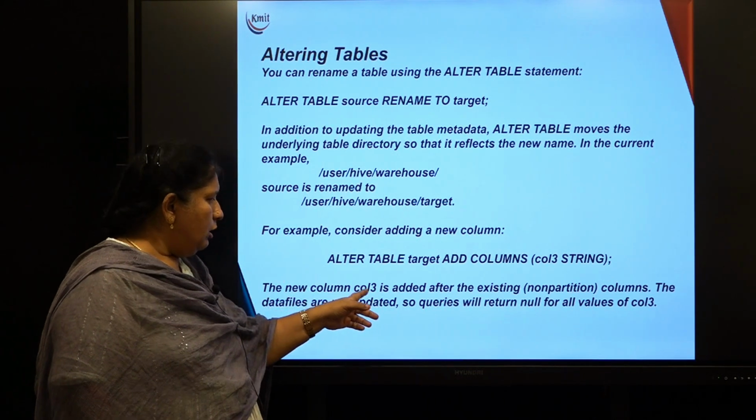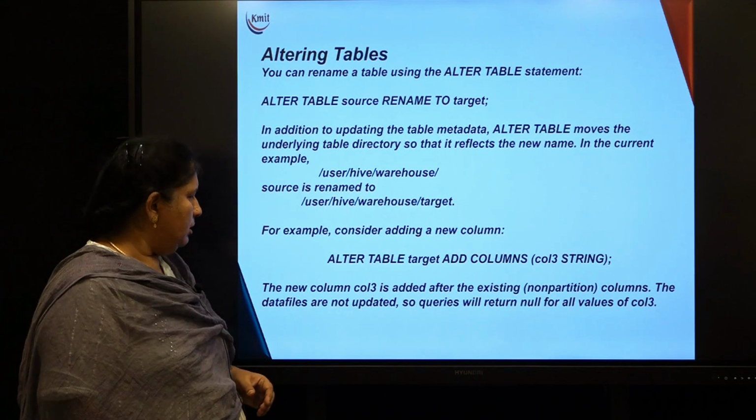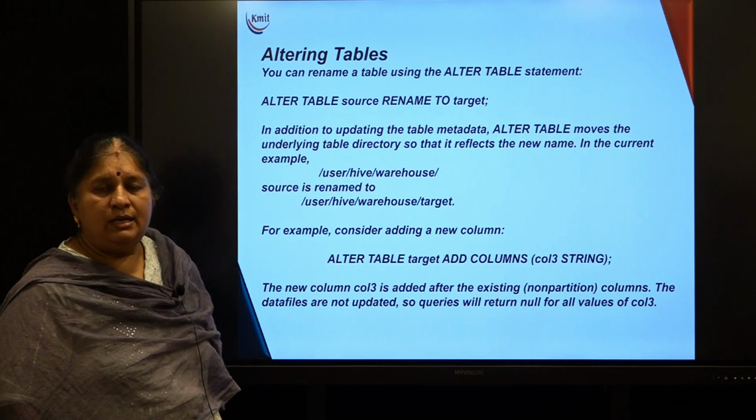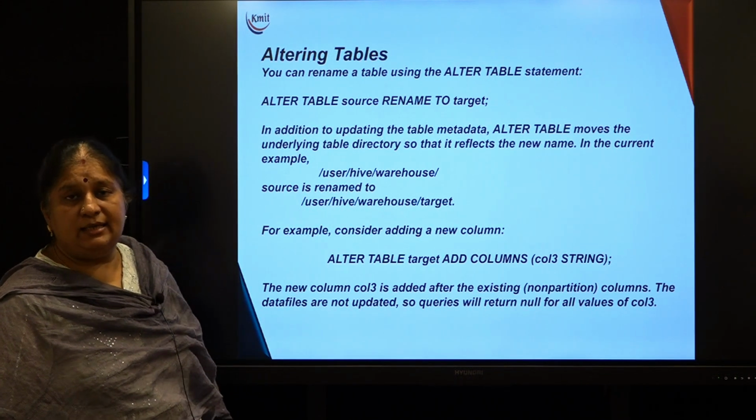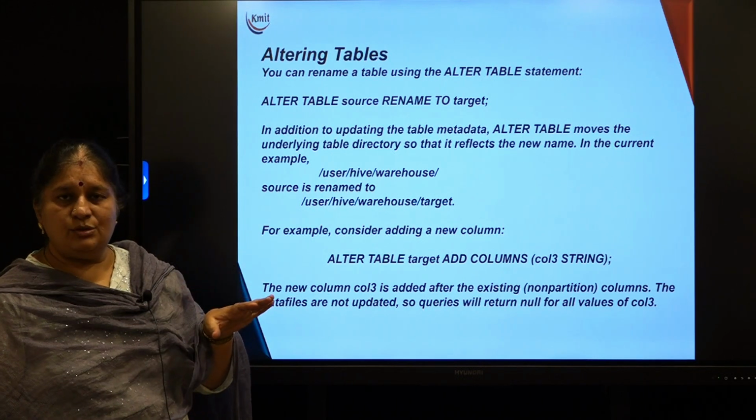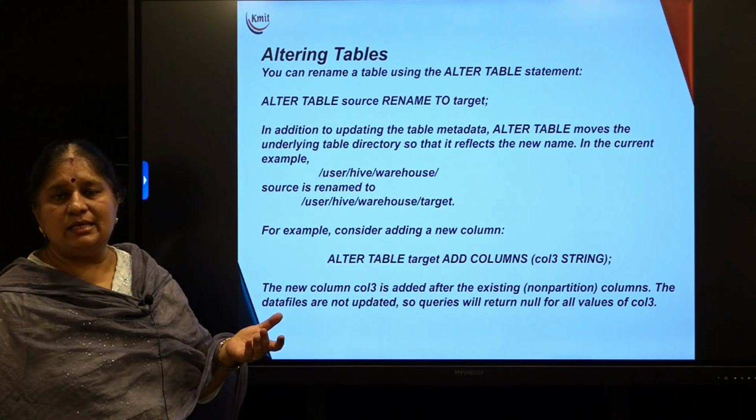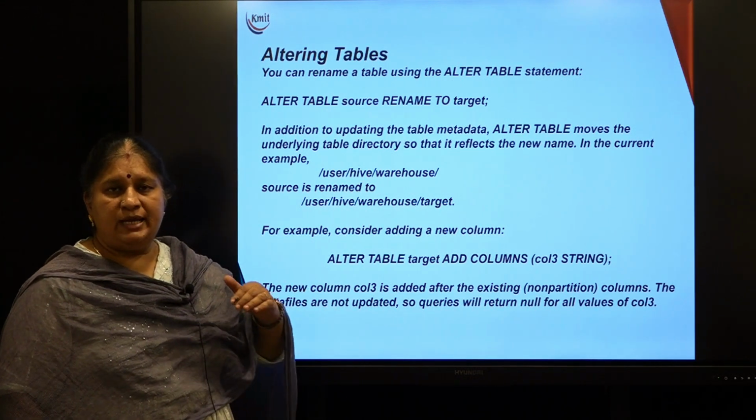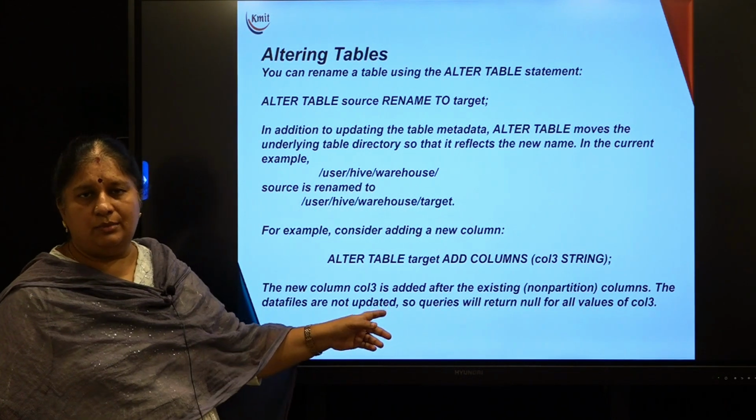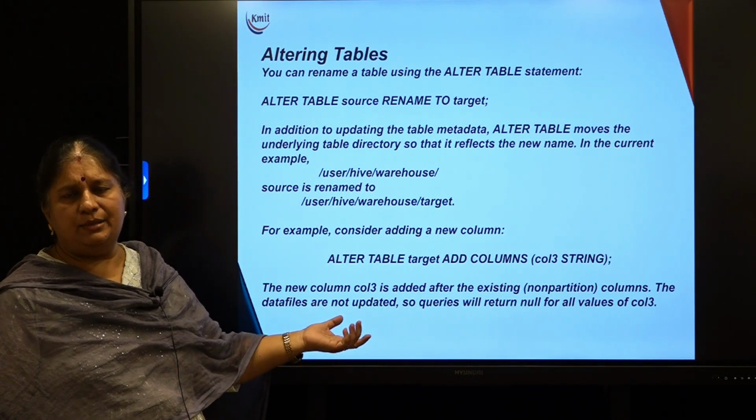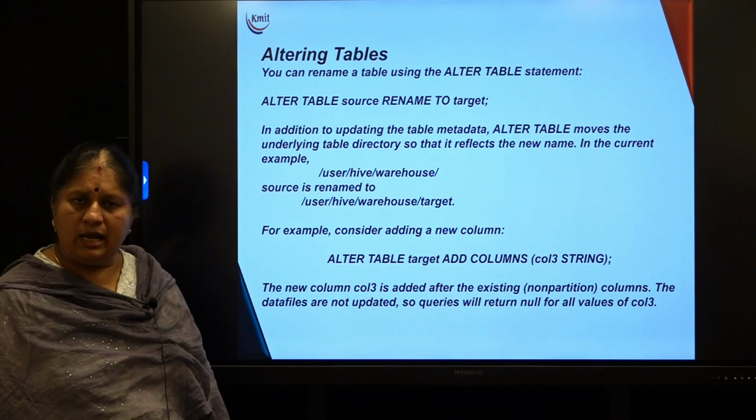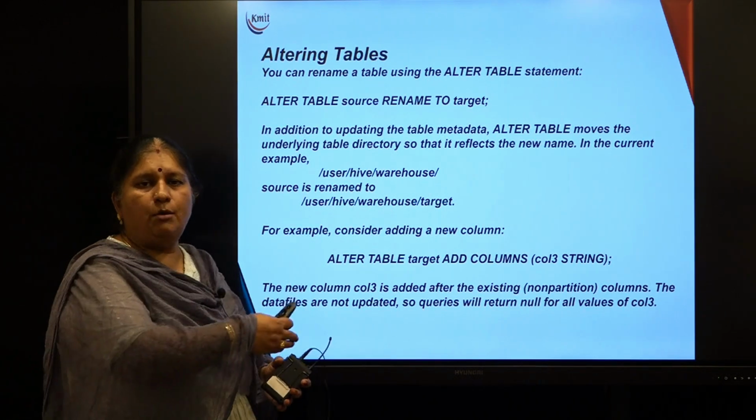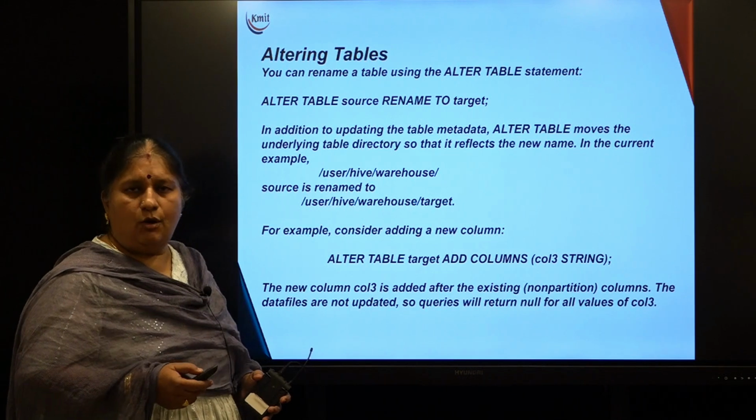Now the new column, column 3, is added after the existing columns. The data files are not updated, so queries will always return a null value for column 3. Why is it like that? Because you have already defined the source files. The source files do not contain the extra column, but you tried to add an extra column to the table. So there is nothing from the text file that can be loaded into this extra column. So even though you have added it in this example, the extra column will always return null whenever you use a select statement. But I wanted to show that the option is there to add new columns with alter.